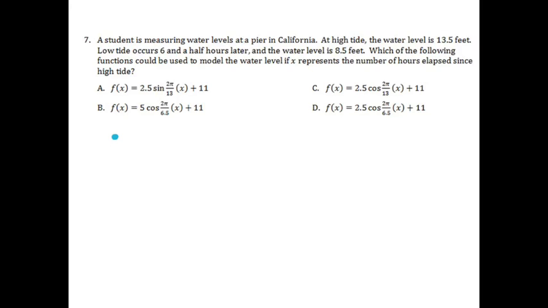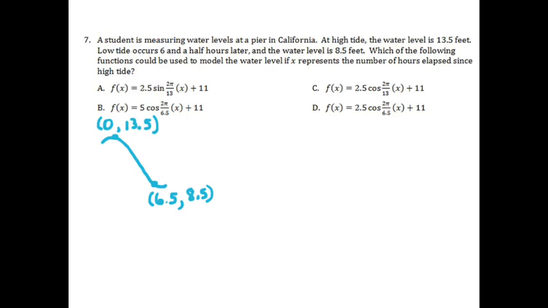Our high tide is 13.5 feet, and they said that we were counting hours from high tide, so this one's going to be at 0. And then my low tide is 6.5 hours later, so that's going to be at 6.5, and that value was 8.5. So my graph would look something like this, the part of the graph that we can draw based on this information that we have.